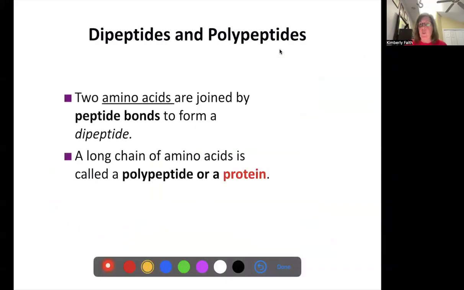Dipeptides are when we have two amino acids joined together. It is by a covalent bond, but with proteins, we tend to refer to this as a peptide bond because they hold the peptides together. Amino acids used to be referred to as peptide residues. That's kind of where that nomenclature came from. A long chain of amino acids could be called a polypeptide, and today we just call it a protein.